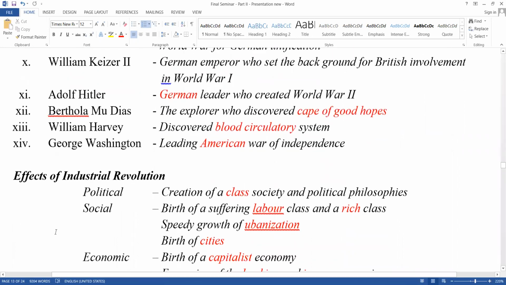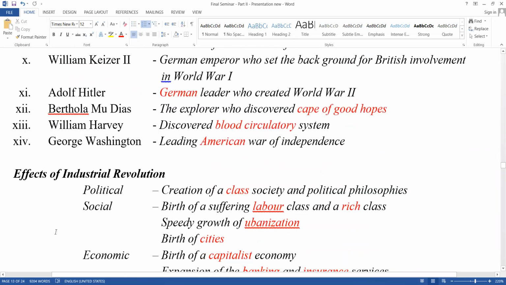So these are the effects of the Industrial Revolution. Creation of a class society. What are the two classes that emerged due to the Industrial Revolution? Can anyone give me the answer? Two classes. What are the two social classes that emerged? Middle class and labor class. Okay, but rich and poor. Majority laborers and minority rich people. Birth of cities.